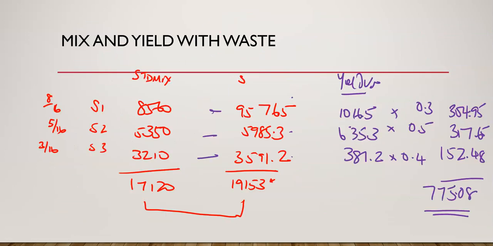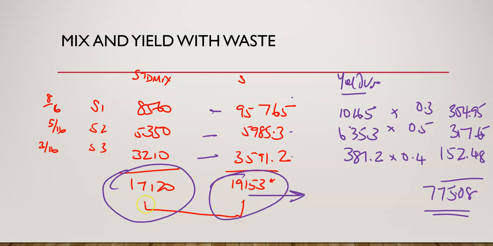If you do it this way, which you'll get used to as you practice, you're looking at it from an input point of view. This is what I used, this is what I should have used, and then you can compare the difference. Okay, cool, great stuff. And then I'll see you in the next video as we move into sales mix and quantity variances.